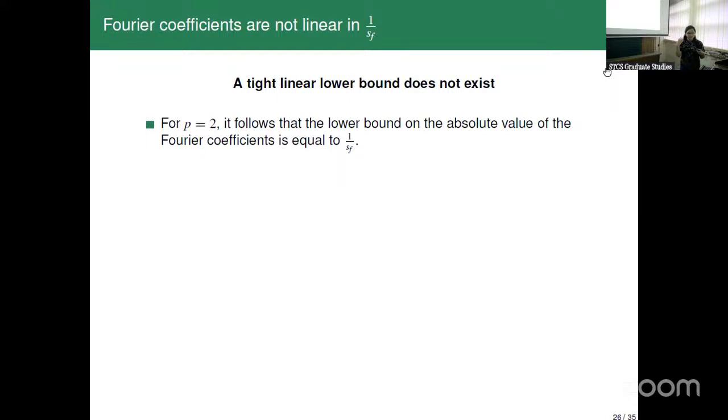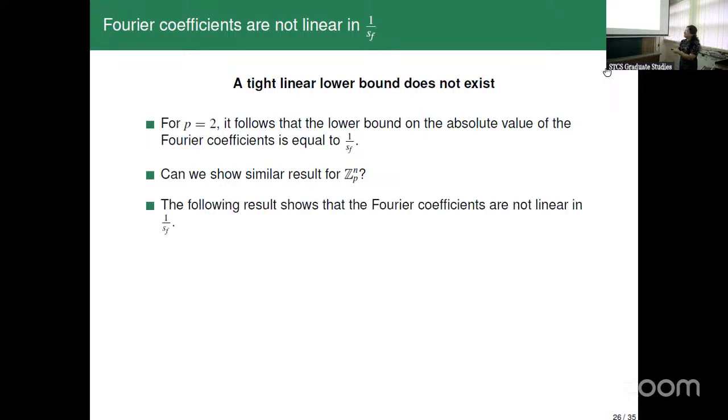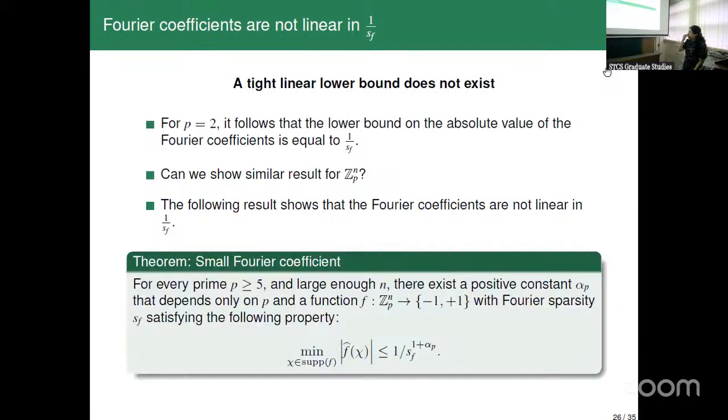So in the previous case, in case of Z2^n, we already knew that the lower bound on the Fourier coefficients is 1 by sparsity. So the question is, can we... I have already answered it. It is not true. So this is the theorem. It basically states that there exists a function which has a coefficient that is less than or equal to 1 by sparsity to the power 1 plus alpha_p, where alpha_p is strictly greater than 0.